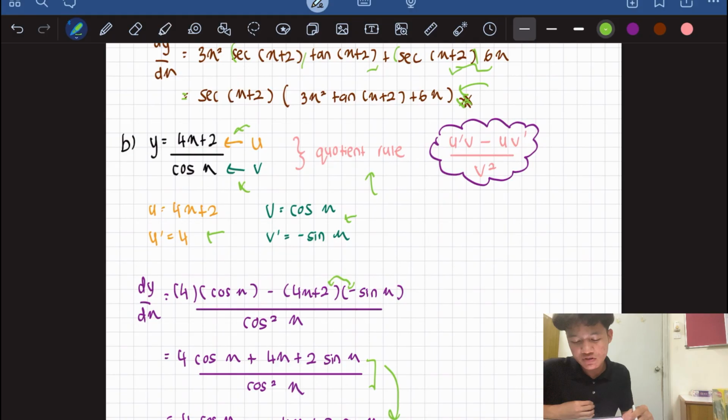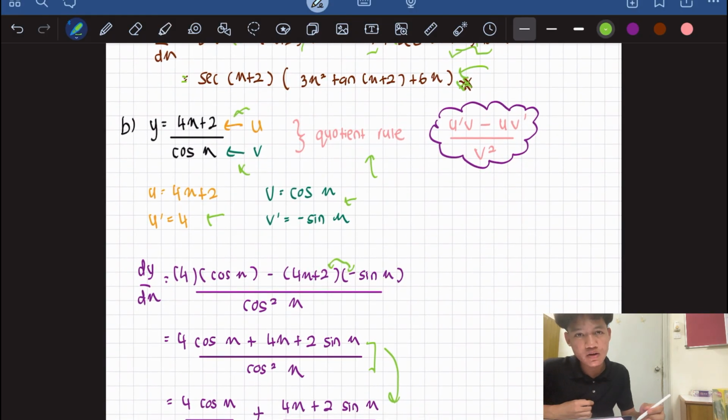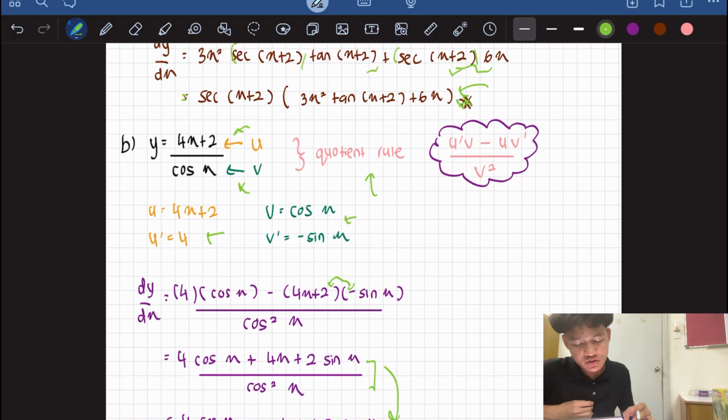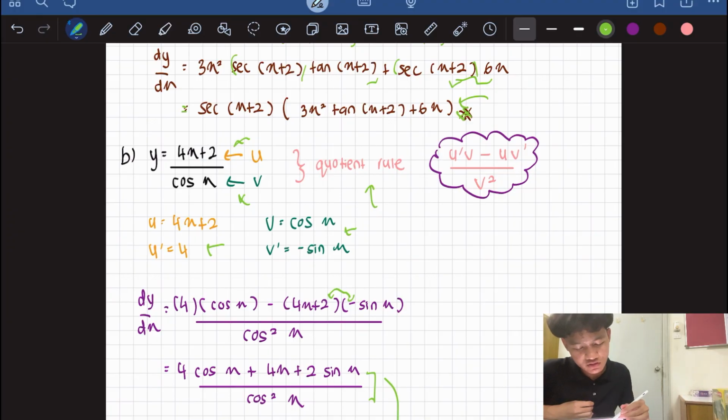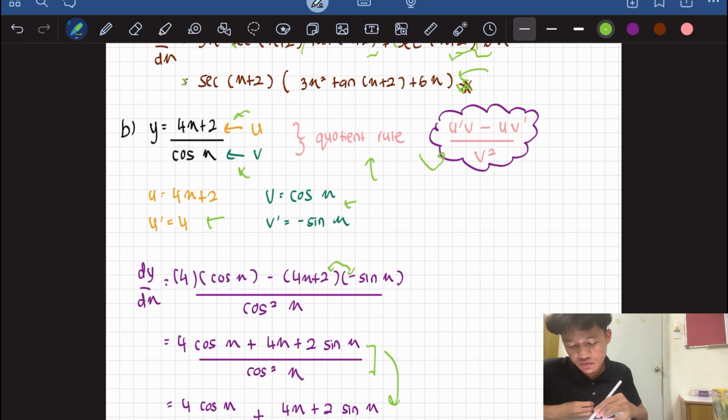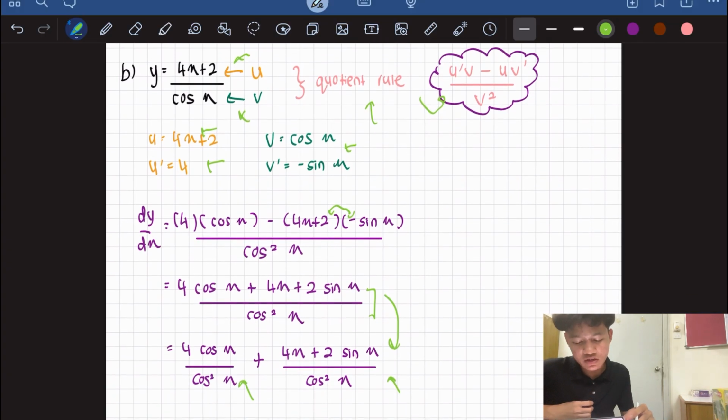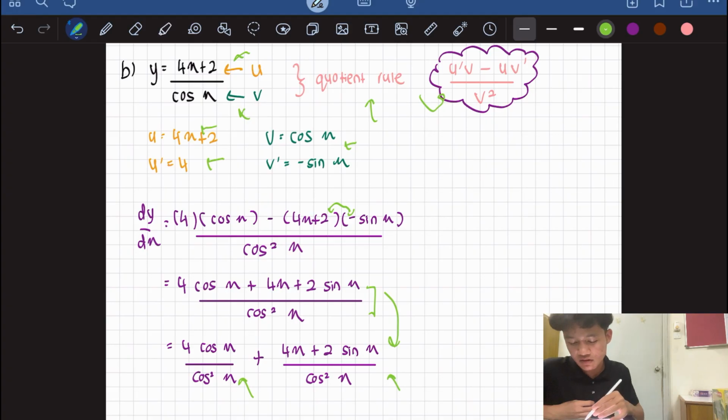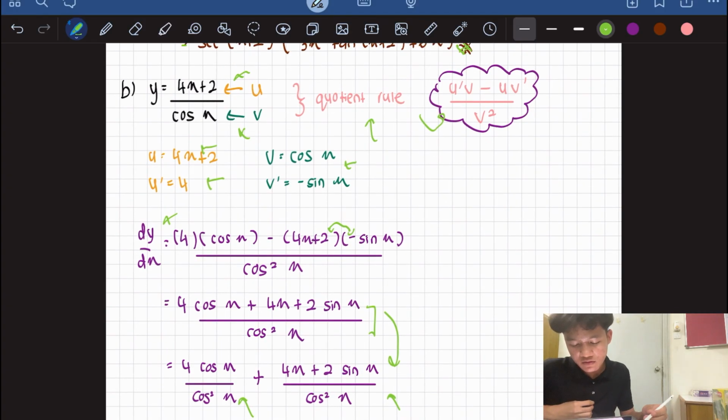The question given is y equals (4x plus 2) divided by cos x. So we need to identify which rule we can use, which is the quotient rule. The quotient rule is u'v minus uv' divided by v squared. The u is 4x plus 2, then we differentiate the u, which is 4. For v, it is cos x, and we differentiate the v', which is negative sin x. For the dy/dx, we insert the formula: 4 times cos x minus (4x plus 2) times negative sin x, divided by cos squared x.